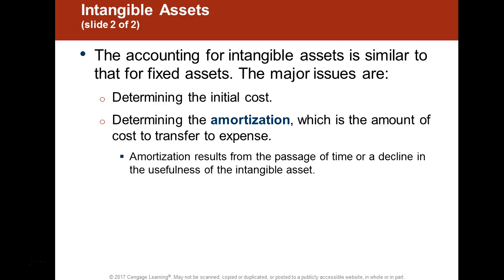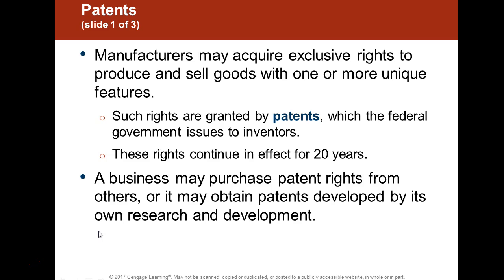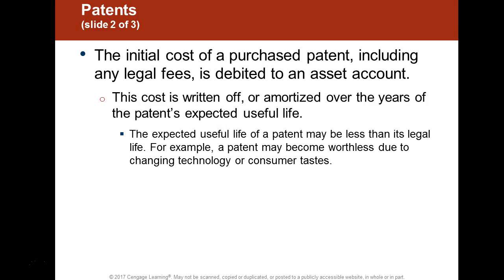But again, another term, amortization. Intangible assets are amortized. Assets that are used up are depleted. Assets that are fixed are depreciated, and know those differences. And the rest of this is really about the different types of assets that are intangible.